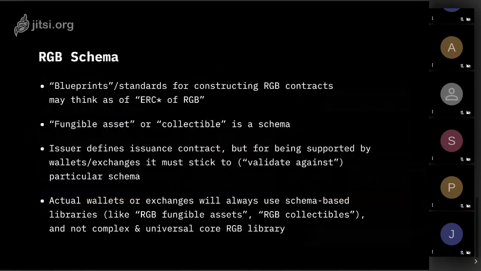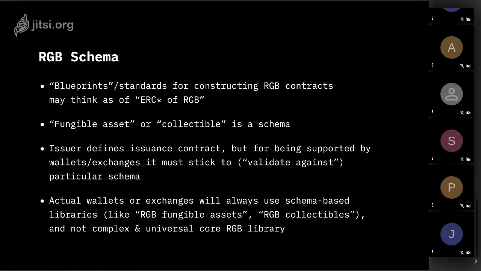What is the RGB Schema? The RGB Schema is a blueprint. It's a standard for constructing RGB contracts. You may think about them as ERCs for RGB, like ERC20 defines a token standard that can be used by wallets and exchanges to integrate any Ethereum contract that issues some tokens. In the same way, we have a fungible asset schema that defines a standard for RGB contracts, and all wallets that are supporting the RGB fungible asset schema will be able to work with any of those contracts issued by different issuers.